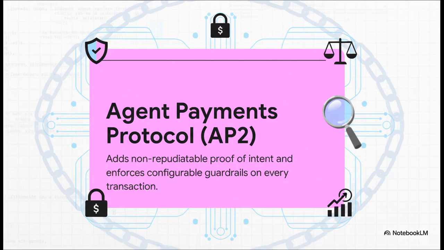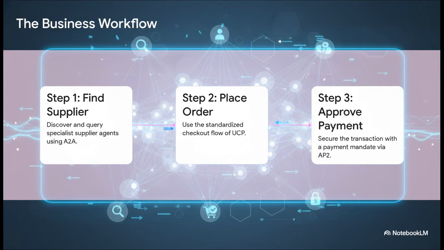That's the critical question that the Agent Payments Protocol, or AP2, answers. It adds this crucial security layer that answers who approved this purchase, by creating a secure, unfakeable audit trail. This also means you can set up guardrails, like spending limits, so you know your agent isn't about to go on an unsupervised shopping spree. So let's just put that all together for a second.